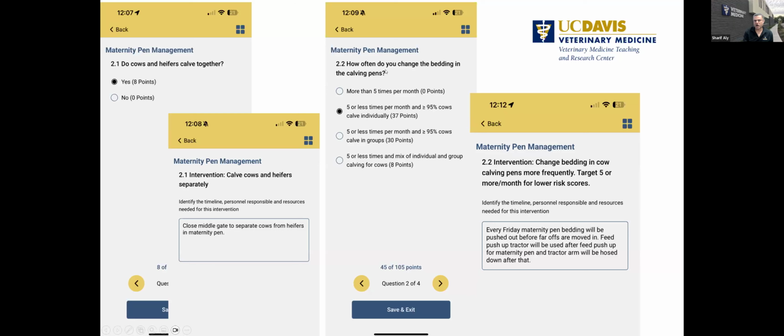It asks, how often do you change the maternity pen bedding? We give you exactly the levels of the regression model that came out from running the analysis. It's really more than 5 times per month that triggered 0 points. So it has to be 6 times per month at least to be the lowest risk. But 5 or less, and 95% of the cows calve individually, it scored higher points than if they were in group pens.